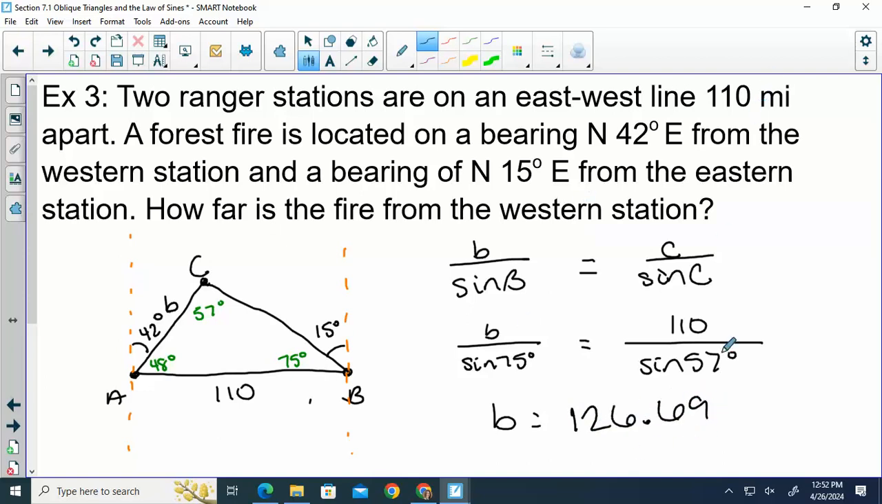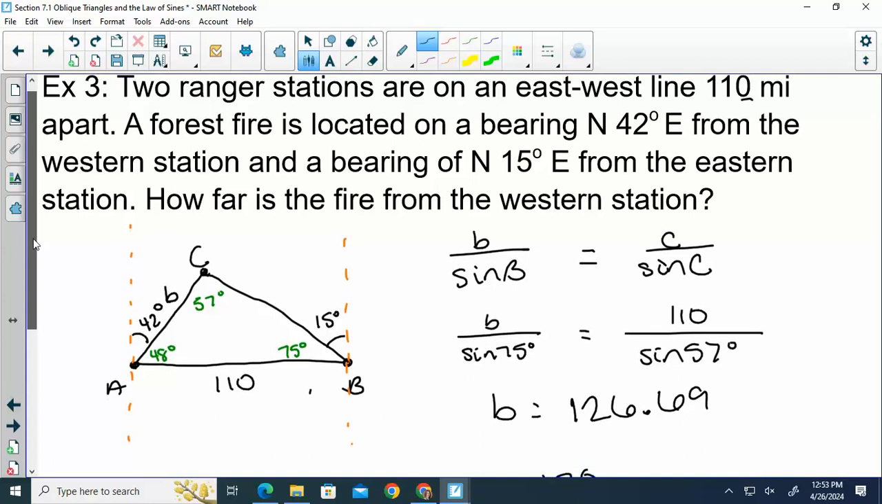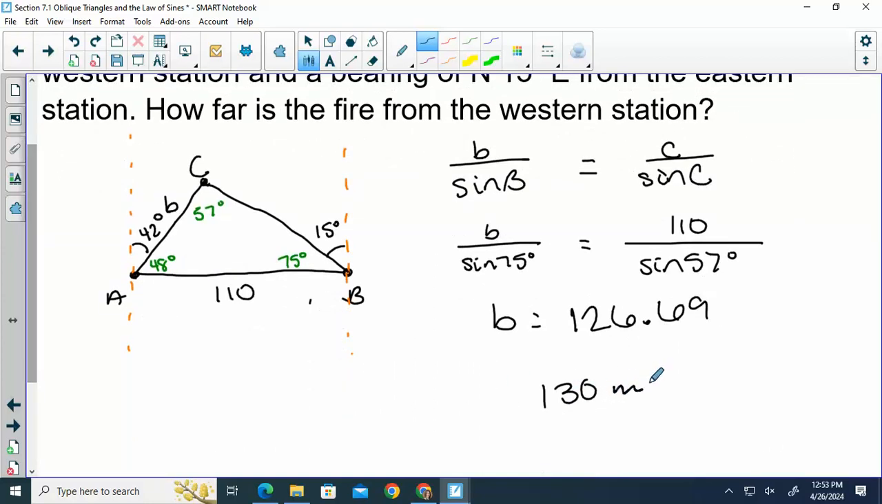How many significant digits did I give you in the problem? 3. Does that 0 count? No. So I didn't specify that you had to do significant digits, but I'm trying to review a few things when we can. So this is the answer. If I said to round to 2 significant digits, we would have to go to 130. Miles. Yes, these are miles.